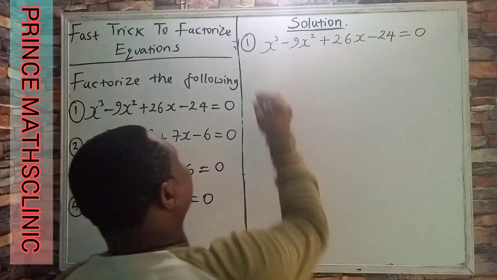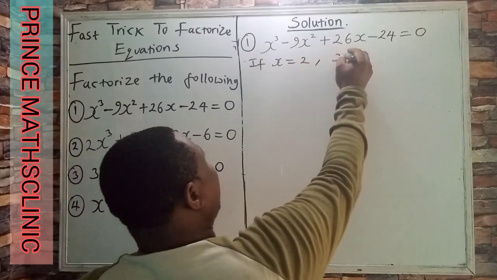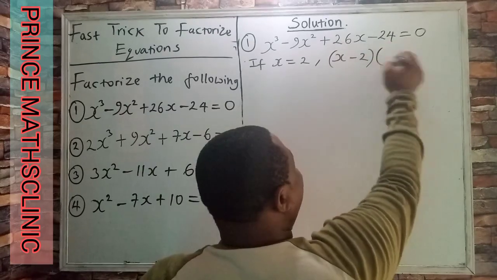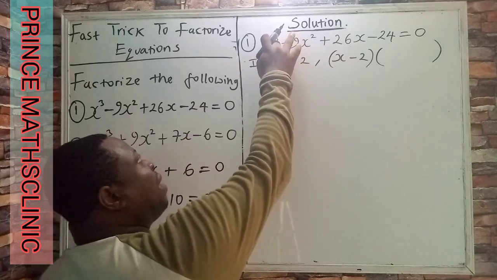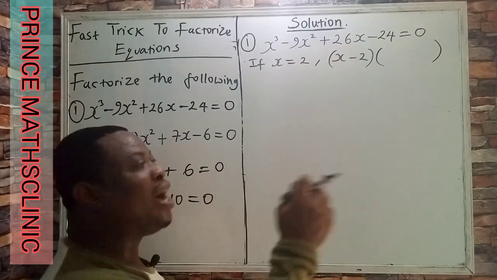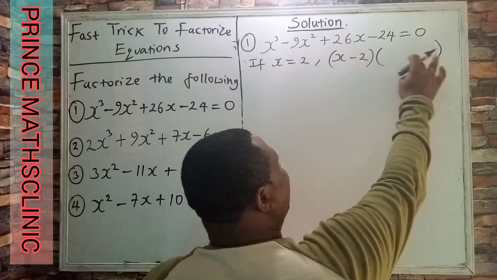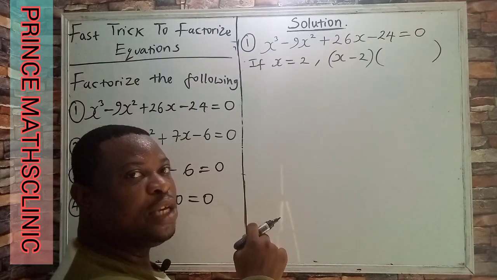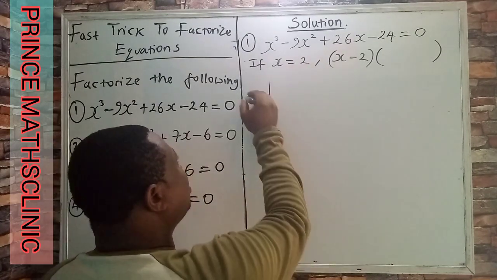So if x is equal to 2, it means that x minus 2 will be one of the factors. Then the other factor will be a quadratic factor. Because remember, the highest power here is 3, but we have 3 factors. So to this linear factor, we have to multiply a quadratic factor for us to get this particular cubic equation. So since x is 2, I'm going to do this.